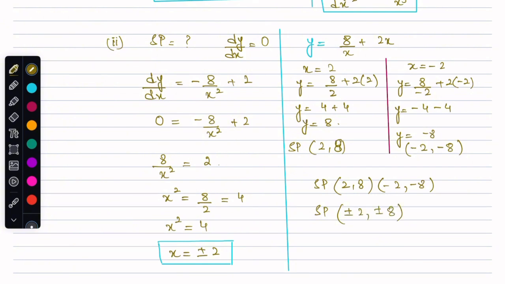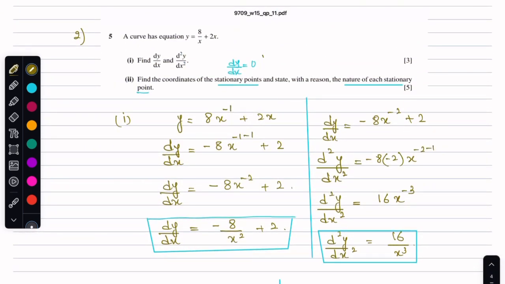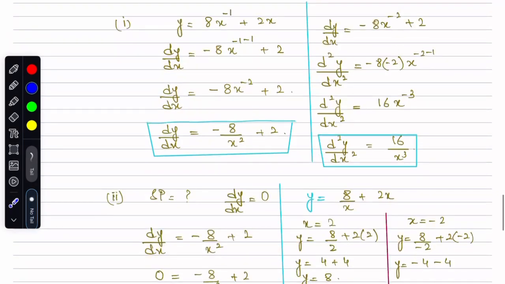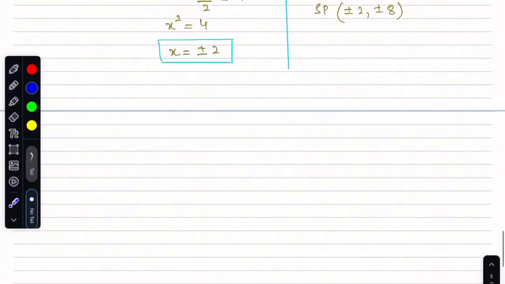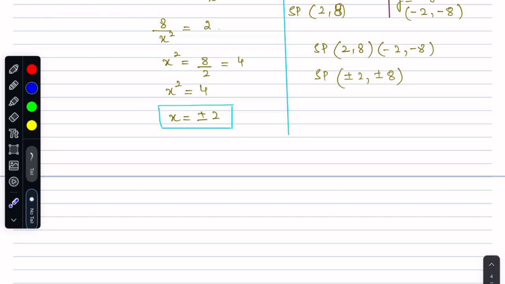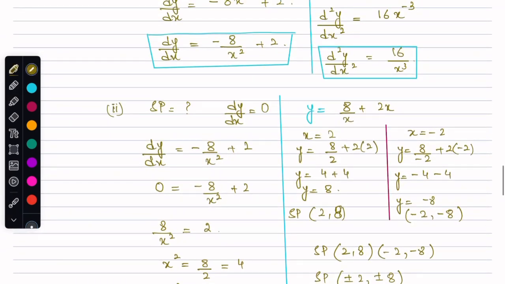Now the second part of the question was asking for the nature of each stationary point. So this is what they meant by each stationary point. There is more than one stationary point here. To get the nature of the stationary points, I should be using the second derivative. And I can see that the second derivative that I have obtained is 16 over x cubed. So let's use the second derivative to get the nature. I will be using the second derivative d²y/dx², which we found to be 16 over x cubed.